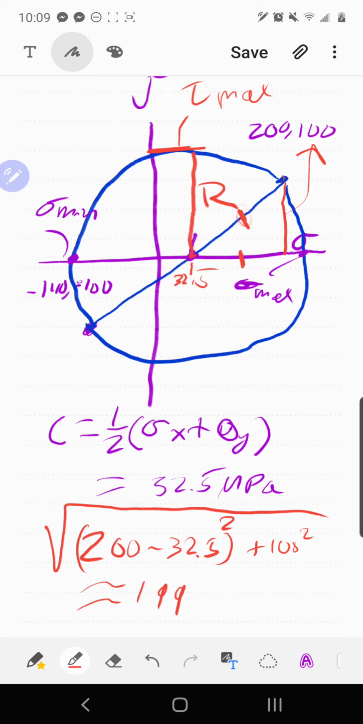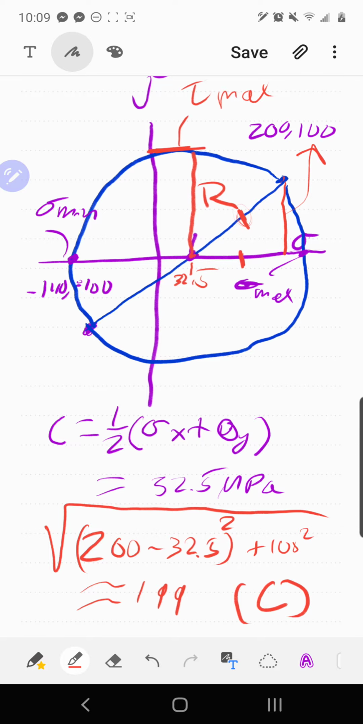Again, I don't have a calculator on me. You guys can check that, but it should get you around a number close to 200, which will lead you to the answer again being C. So those are the two methods used to solve this problem. You guys can use either or.